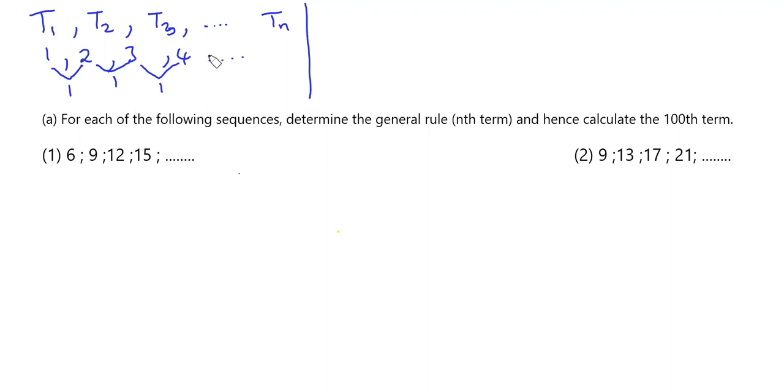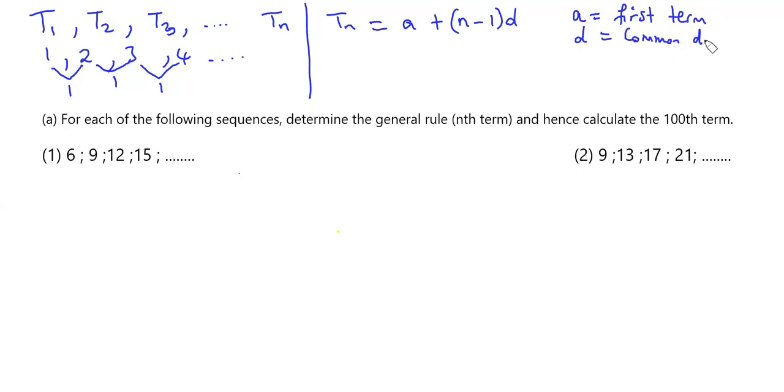So if you are asked to find the 100th term, you also need to use a certain formula. The formula that you must understand here is Tn equals a plus n minus 1 d. So here our a is our first term, and our d is our common difference. The common difference, you find it by subtracting the terms.